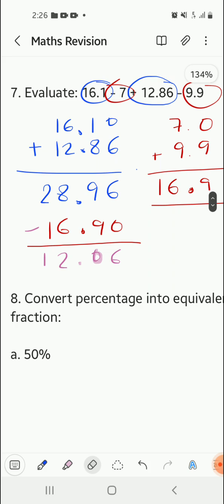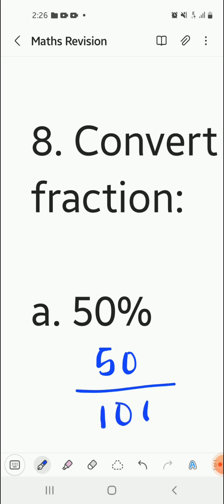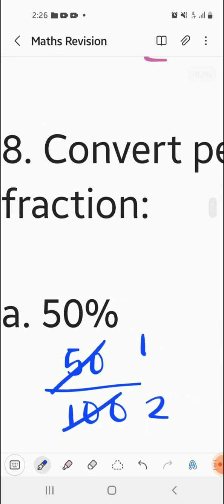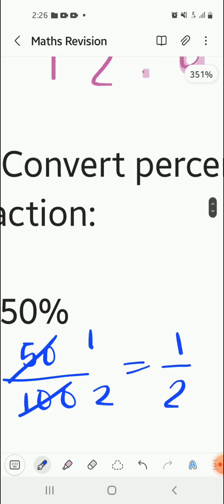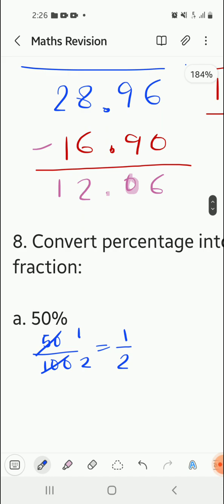Okay, 50% into equivalent fraction. So simply, 50% means 50 by 100. Cancel it out: 50 into 2 is 100. So you'll write half, so 1 by 2. This is in the reduced form. Try and write everything in the reduced form, even if it is not asked in the question.